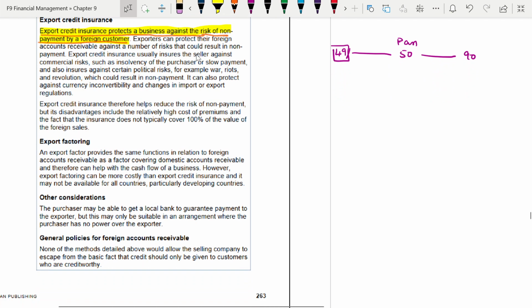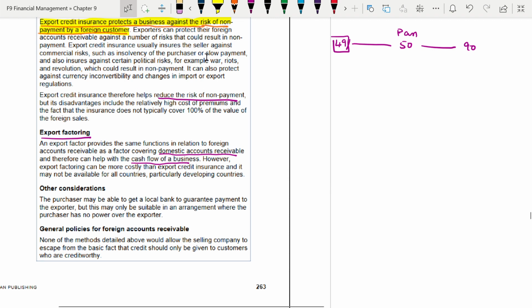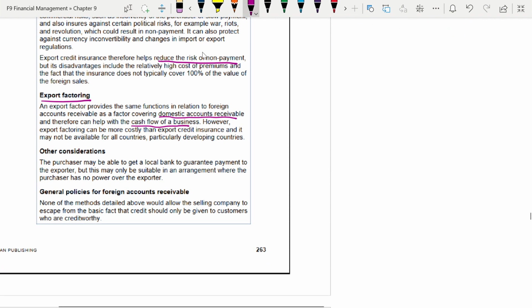Export credit insurance helps reduce the risk of non-payment. Credit insurance is like car insurance. Then export factoring: an export factor provides the same functions for foreign accounts receivable as a factor covering domestic accounts receivable. It can help with the cash flow of the business. Alternatively, the purchaser may be able to get a local bank to guarantee payments to the exporter.